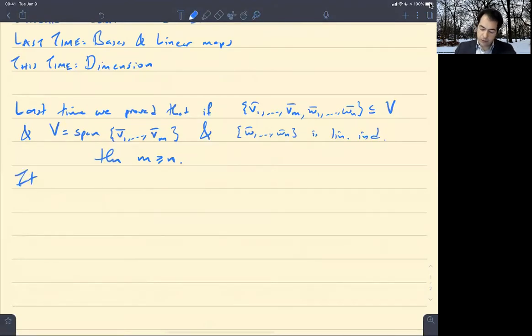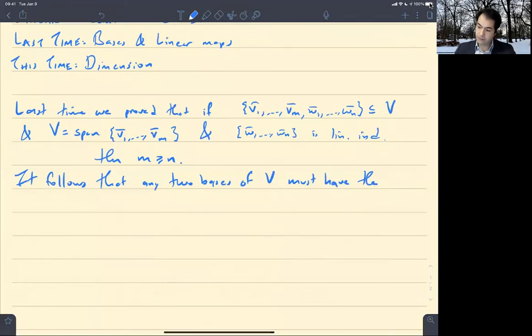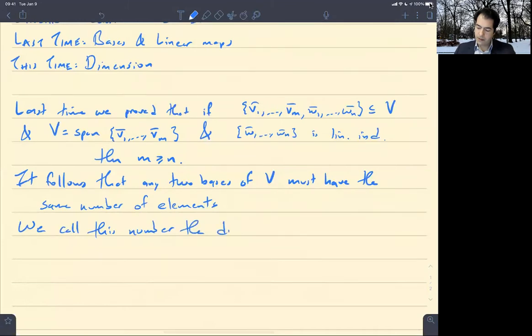So from there, it follows that any two bases of V must have the same number of elements. We call this number the dimension of V.